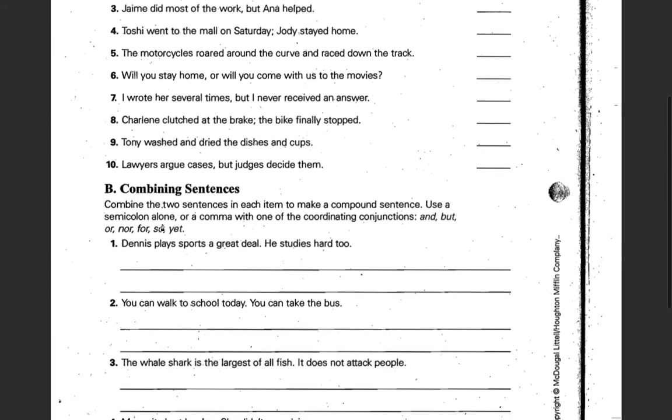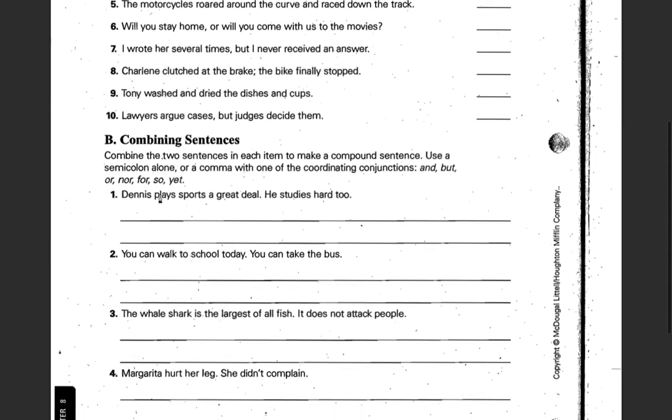Part B says combining sentences. Combine two sentences in each item to make a compound sentence. Use a semicolon alone or a comma with one of the following coordinating conjunctions, and these are the conjunctions. So what we need to do is read the sentence, join these two independent clauses by using either one of the coordinating conjunctions or a semicolon.